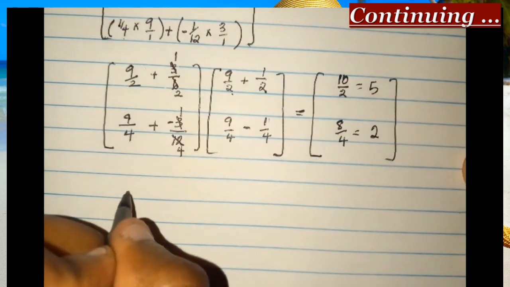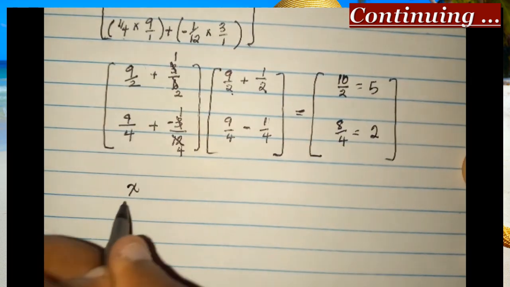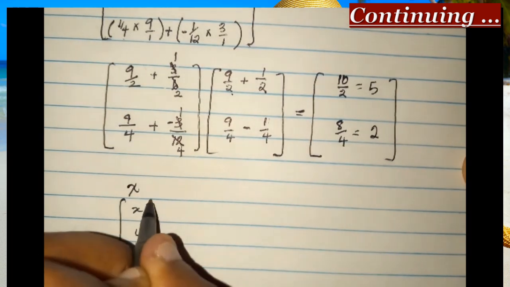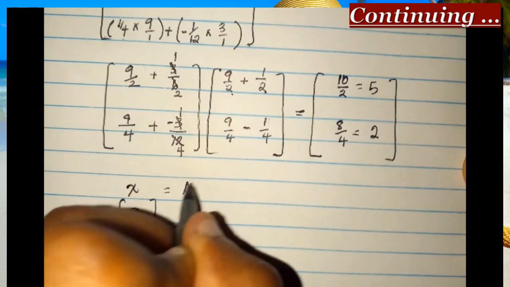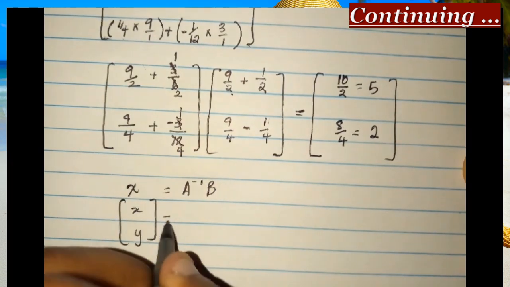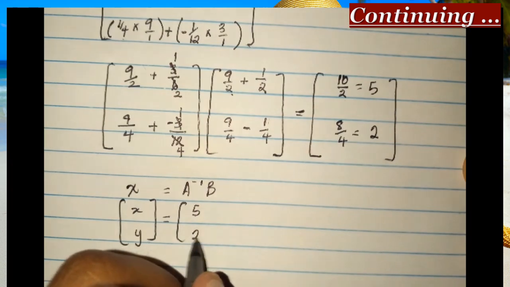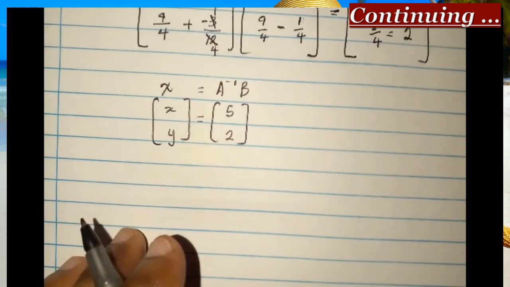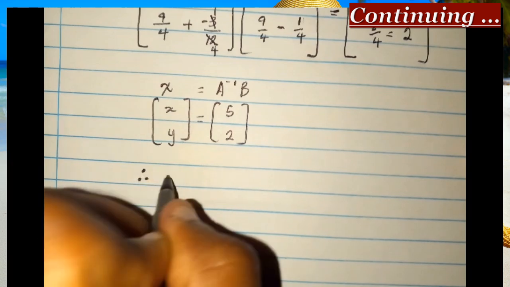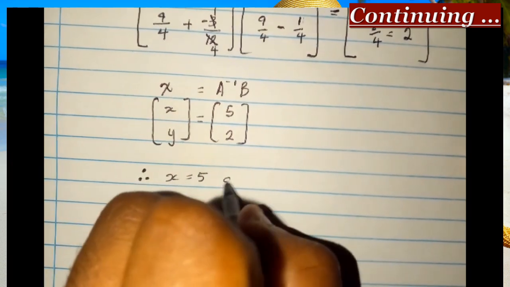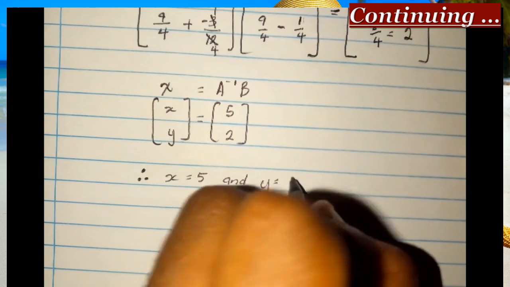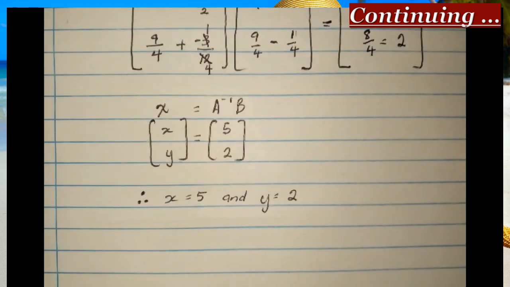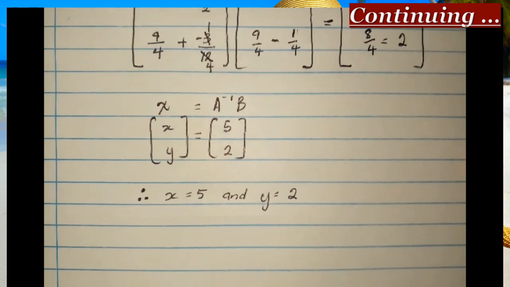So the matrix X, being X and Y, is going to be equal to A inverse B, which works out to be 5, 2. Just like that. Therefore, X is equal to 5 and Y is equal to 2. It's a little lengthy, but once you know the tricks and you know how to multiply your matrices and you know how to work with your fractions, you'll be perfectly fine.